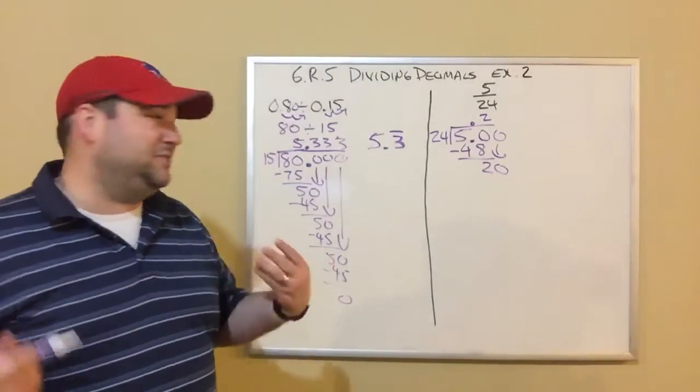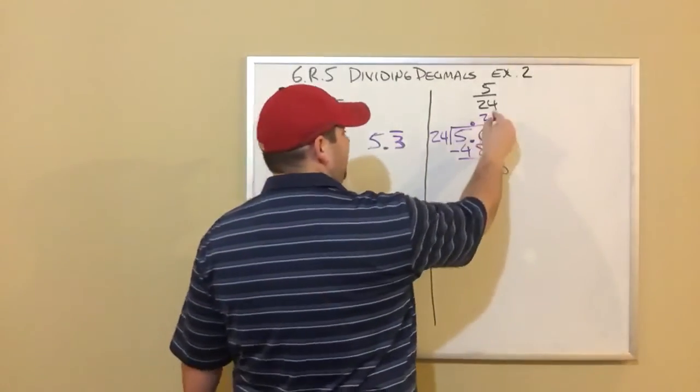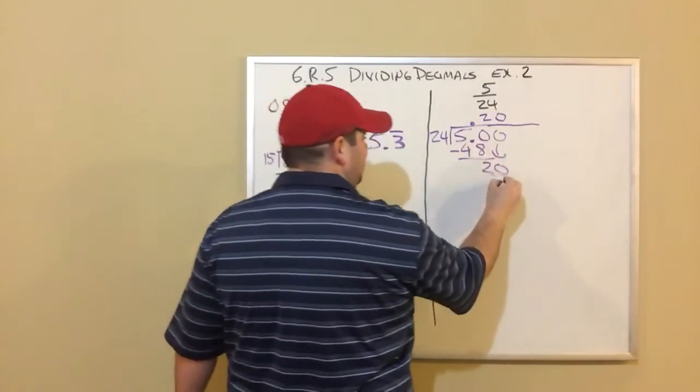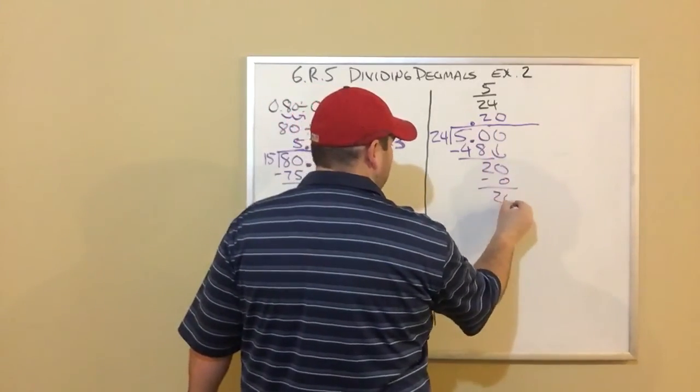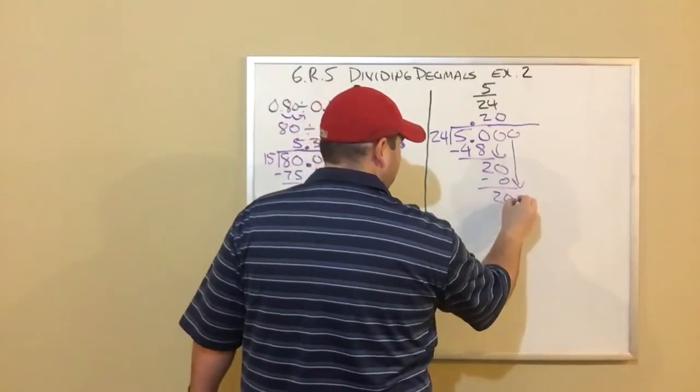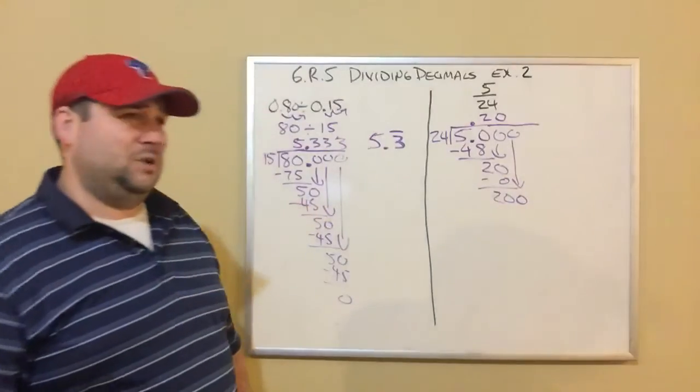24 does not go into 20. So that goes in 0 times. I'm going to extend this out here. 0 times 24 is 0. Subtract, I get 20. So I got to add another 0 here. Bring it down. 24 into 200.